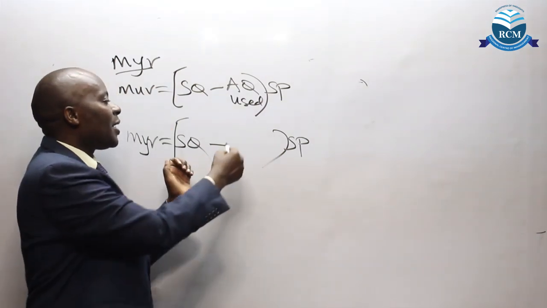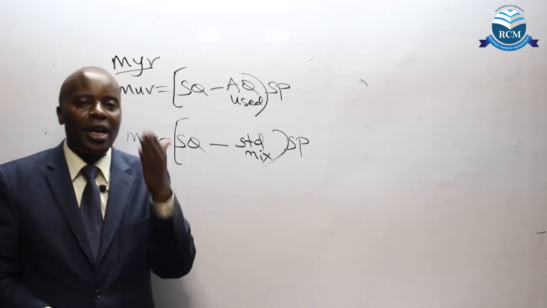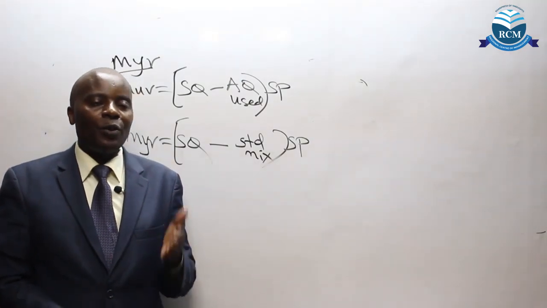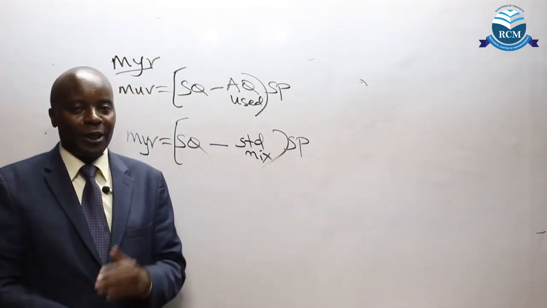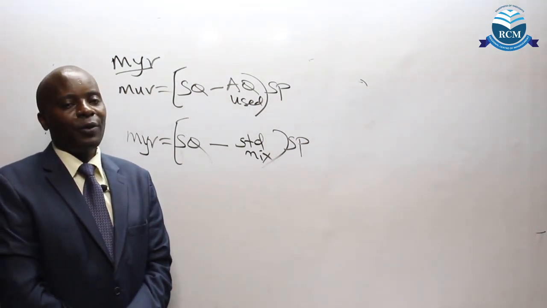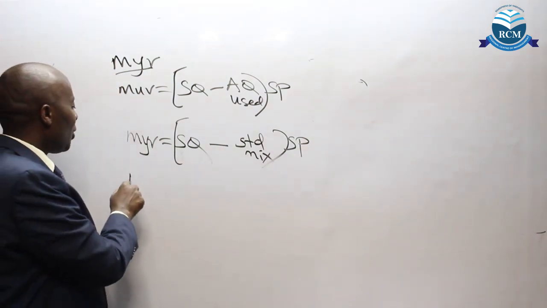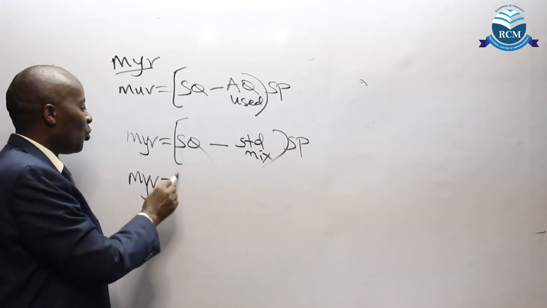For the yield variance, we normally use the standard mix, which fortunately we have computed. So my material yield variance here will be equal to what, somebody?